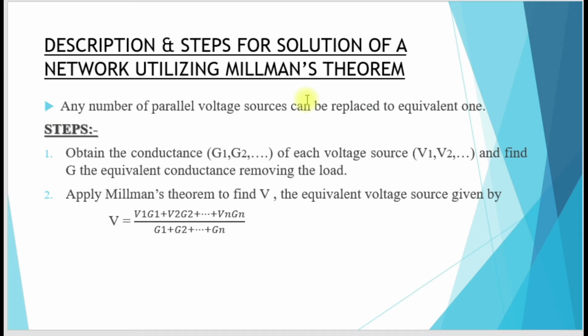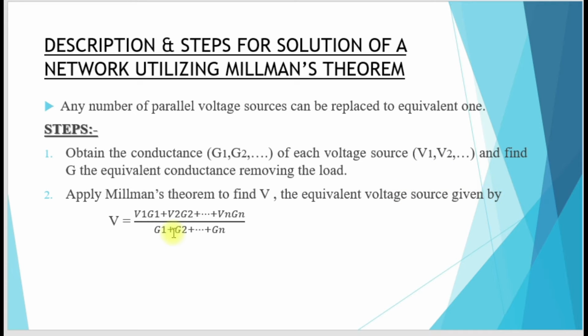Any number of parallel voltage sources can be replaced by an equivalent one. First, you have to obtain the conductance. What do you mean by conductance? Conductance means reciprocal of resistance. So, you have R1, R2 up to Rn values. You have to find the reciprocal, that is 1 by R1 will give you G1, 1 by R2 will give you G2 and so on of each voltage source V1, V2, and you have to find the G, the equivalent conductance, removing the load. Then you have to apply Millman's theorem to find V.